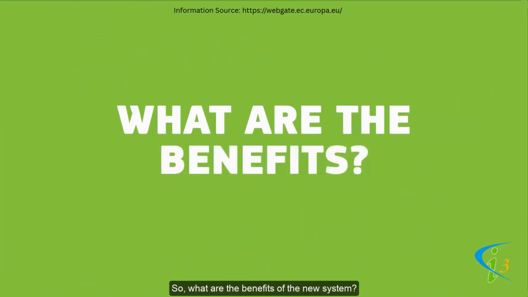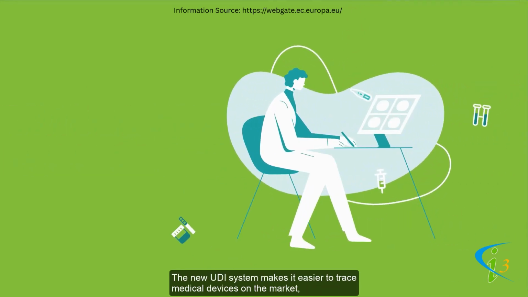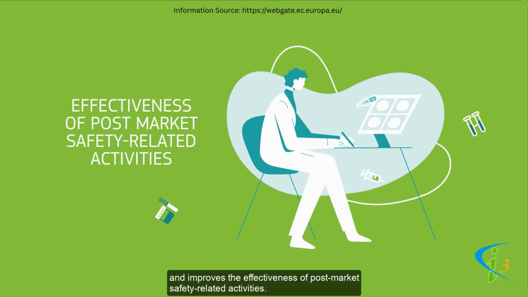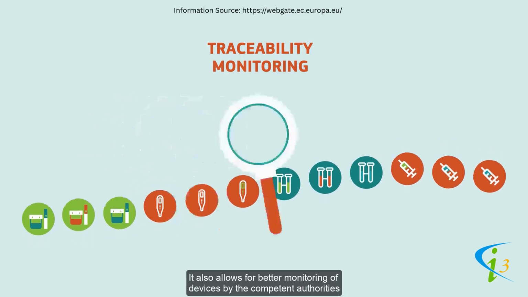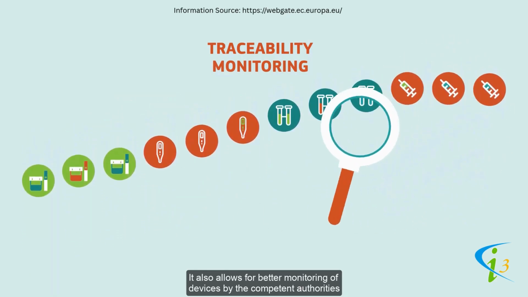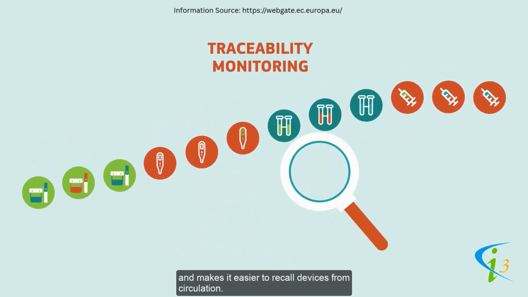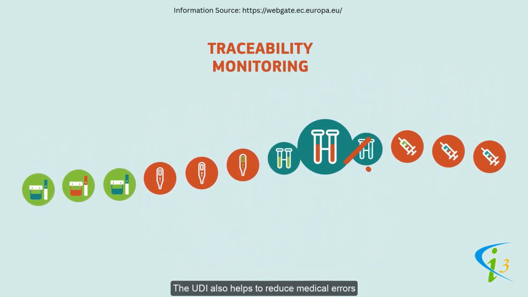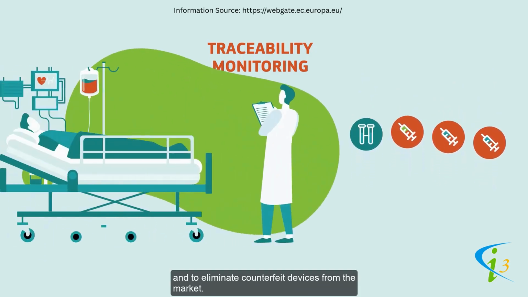So, what are the benefits of the new system? The new UDI system makes it easier to trace medical devices on the market and improves the effectiveness of post-market safety-related activities. It also allows for better monitoring of devices by the competent authorities and makes it easier to recall devices from circulation. The UDI also helps to reduce medical errors and to eliminate counterfeit devices from the market.